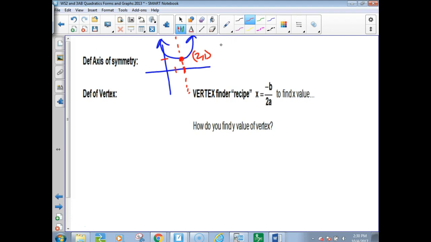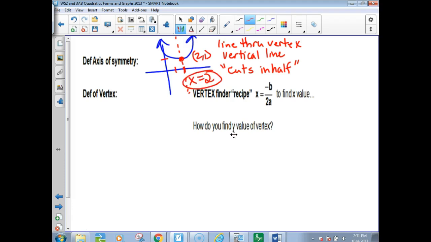What would the axis of symmetry be? Well, it's the line through the vertex. I'm going to write through and not spell it correctly, abbreviate it. Through the vertex, it is a vertical line. And it cuts the parabola in half. So you can say it just cuts in half. This line in this case would be the line x equals 2. That is your axis of symmetry, this line that cuts it in half. The definition of a vertex is the maximum or minimum point.